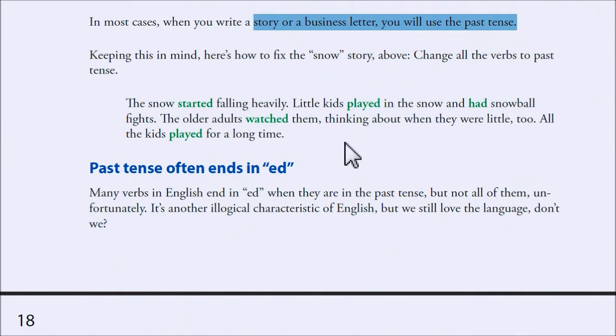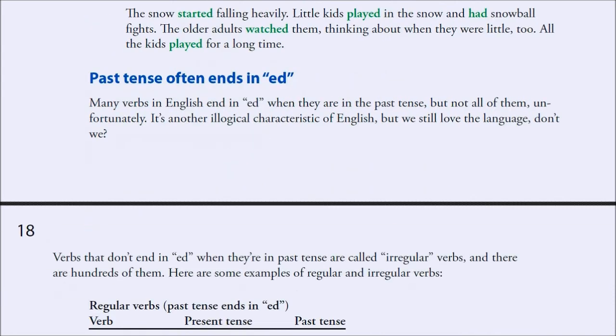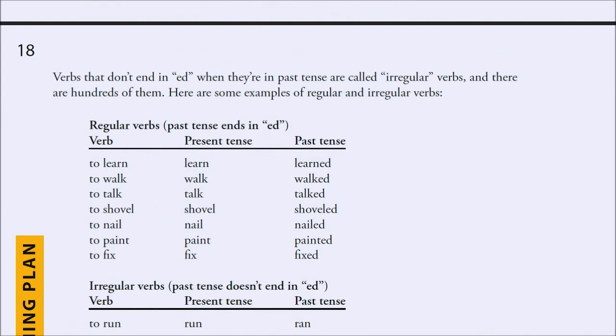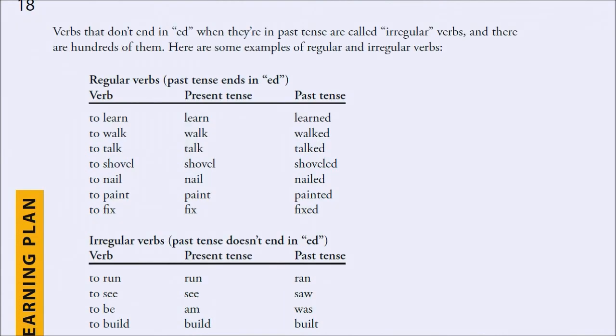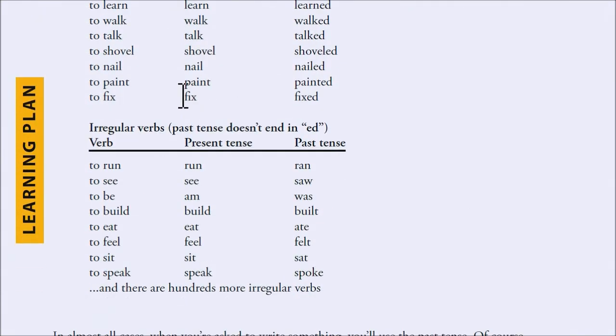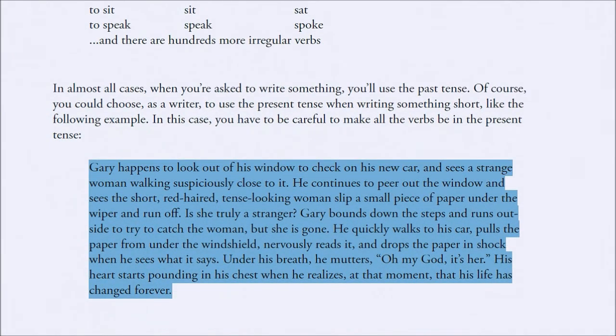All right, and here's an example of how it's corrected. And past tense often ends in ed. We call it past tense ed. And so most, not all, but most verbs in English that are in past tense end with ed. Not all, and the ones that don't end with ed are called irregular verbs. And here are some examples of it.